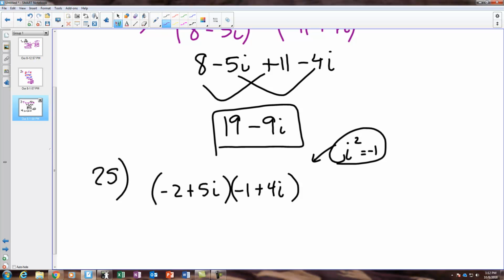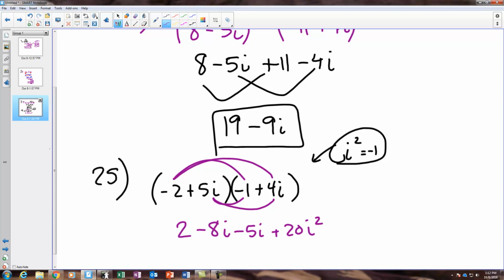So we're just going to follow through a normal FOIL. -2 times -1 is 2. -2 times 4i would be -8i. Don't complicate the process. This is supposed to be easy. 5i times -1 would be -5i. And 5i times 4i is 20i².